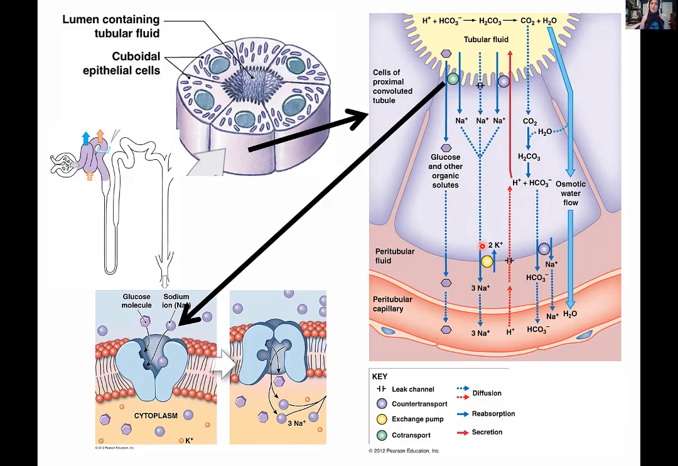to drive the transport of another. That's perhaps the trickiest thing to understand. So what we're looking at here, where I'm circling, is one of the cuboidal cells of the proximal convoluted tubule. The nucleus has been omitted just for clarity, and what we're looking at is the transport of a bunch of things from the tubular fluid into the cytoplasm and then into the blood.